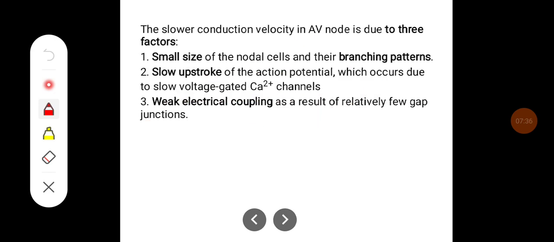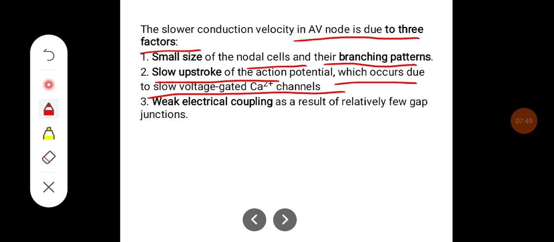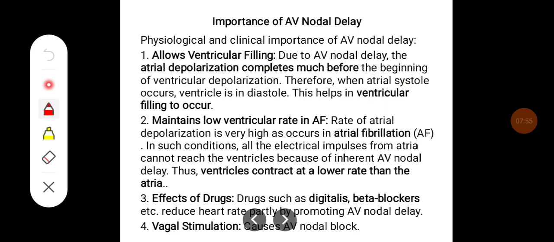So this is called as AV nodal delay. The slower conduction velocity in AV node is due to three factors, that is small size of the nodal cells and their branching pattern, slow upstroke of the action potential which occurs due to the slow voltage gated calcium channels, and weak electrical coupling as a result of relatively few gap junctions.